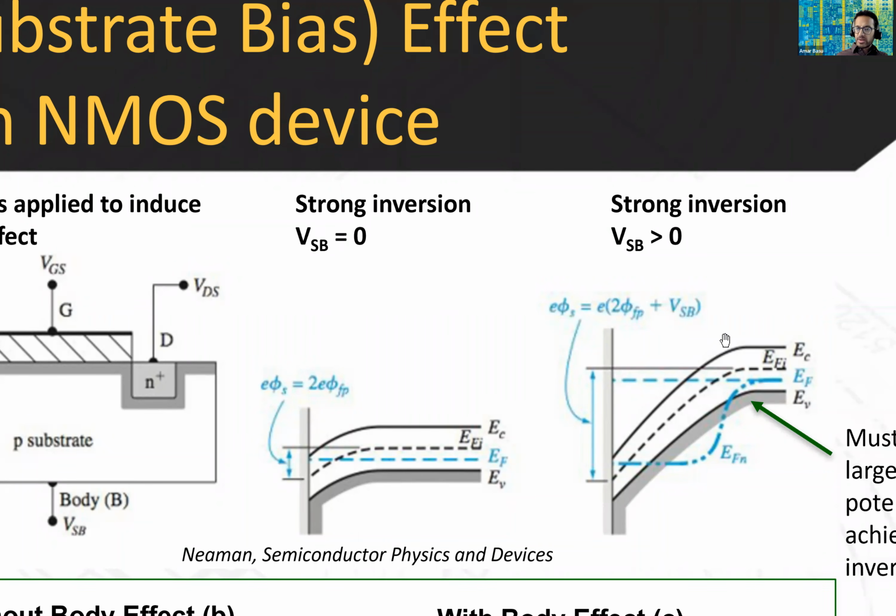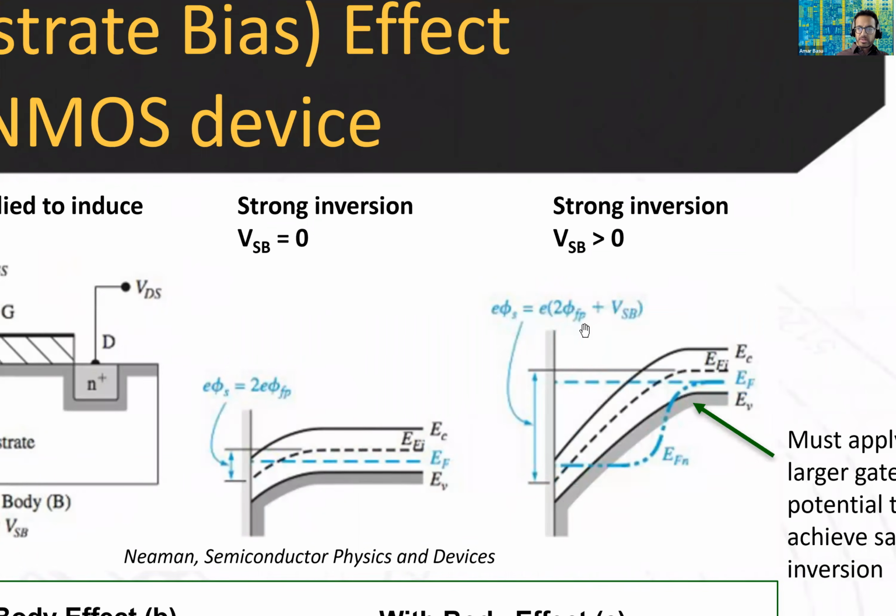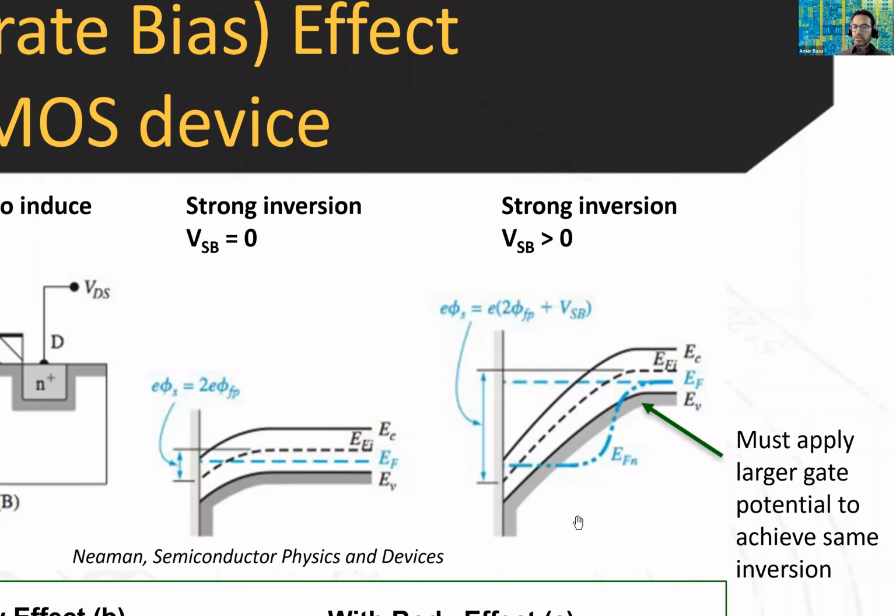This diagram here shows what the energy band diagram looks like when you apply a source to body voltage at strong inversion. The thing I want you to notice is the difference: you had to apply a larger gate potential in order to achieve the same level of inversion.